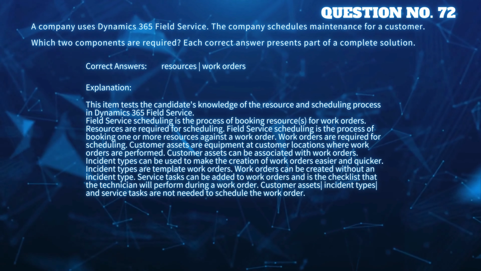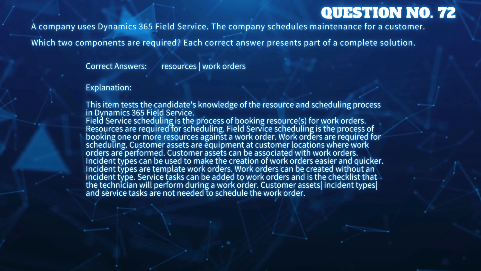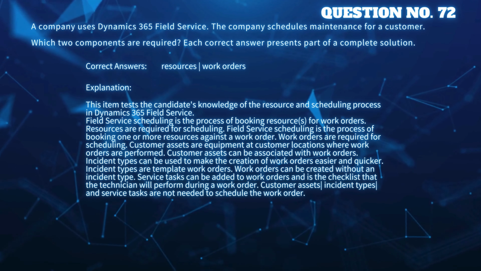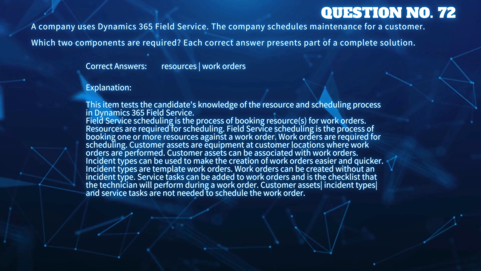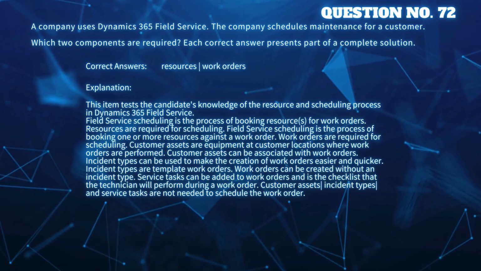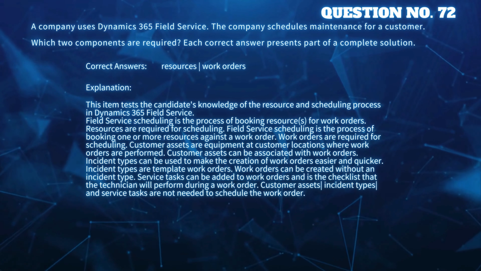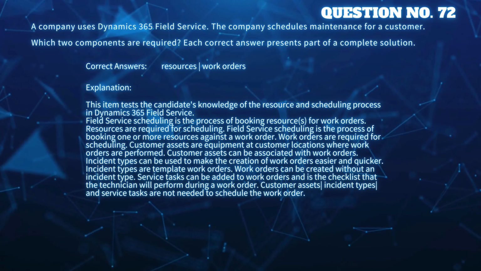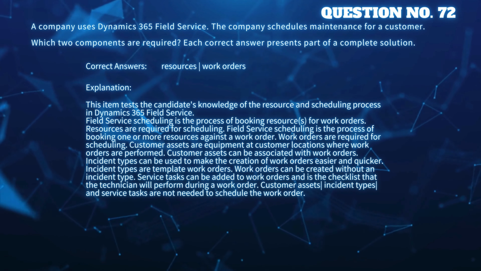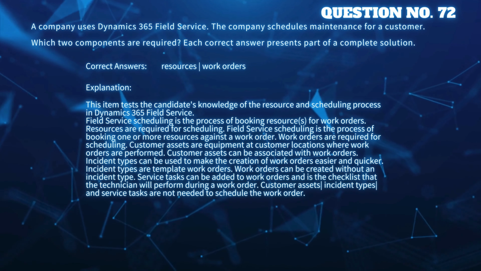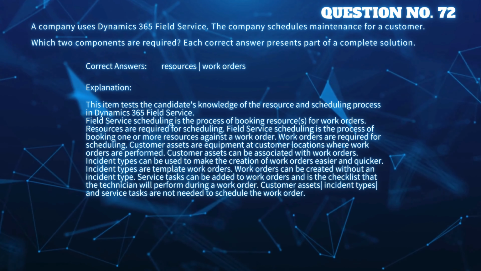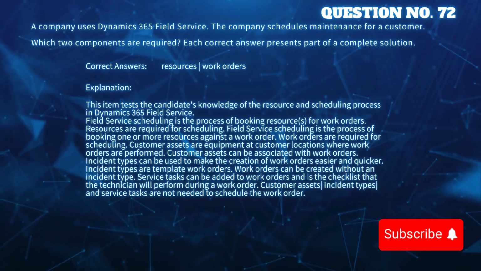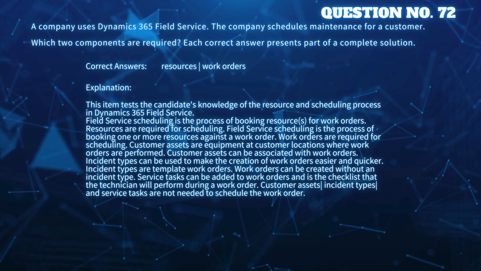Customer assets are equipment at customer locations where work orders are performed. Customer assets can be associated with work orders. Incident types can be used to make the creation of work orders easier and quicker. Incident types are template work orders. Work orders can be created without an incident type. Service tasks can be added to work orders and is the checklist that the technician will perform during a work order. Customer assets, incident types, and service tasks are not needed to schedule the work order.